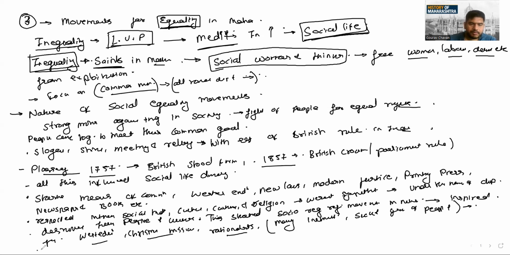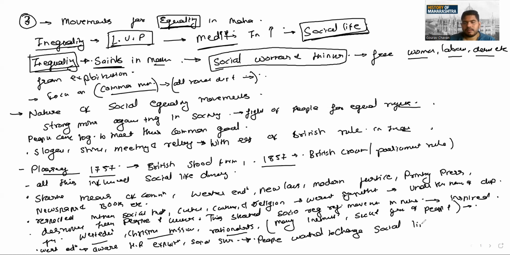The most important thing was Western education. It made people aware about human rights, about exploitation, about what the social structure is, and so on. Due to all this, people wanted to bring change to their social life, and this gave birth to social reform. I hope you guys are getting this.